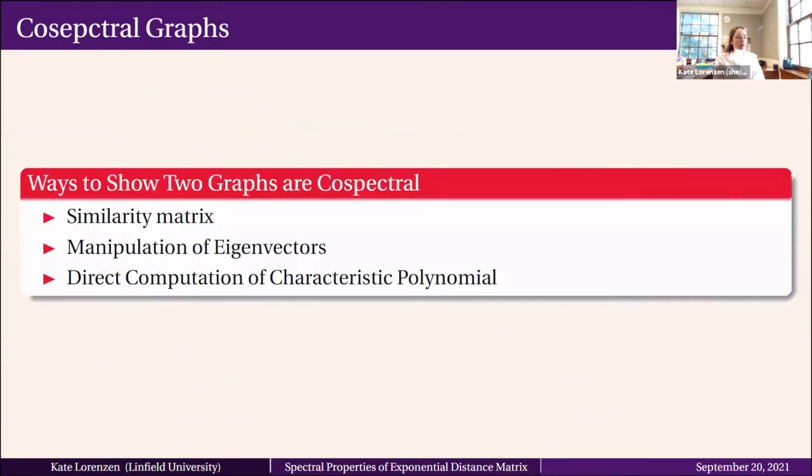As far as ways that we can show graphs are cospectral, we're limited to one of three techniques. The first is to find a similarity matrix between our two matrices. This is really great if we have the same number of edges in both graphs, because a lot of times we're just moving things around. Another thing we could do is a manipulation of our eigenvectors. This is very common in the normalized Laplacian: to have the eigenvectors of one matrix and show some transformation that turns them into the eigenvectors for the other matrix. And the last is some direct computation of our characteristic polynomial.